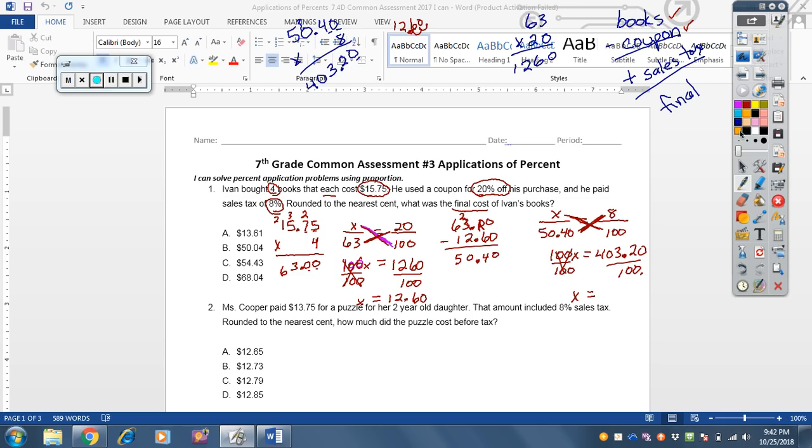But dividing by 100 is easy. 403.20 divided by 100 is $4.03. I'm going to lose the 2. It just doesn't make sense to put it in there.